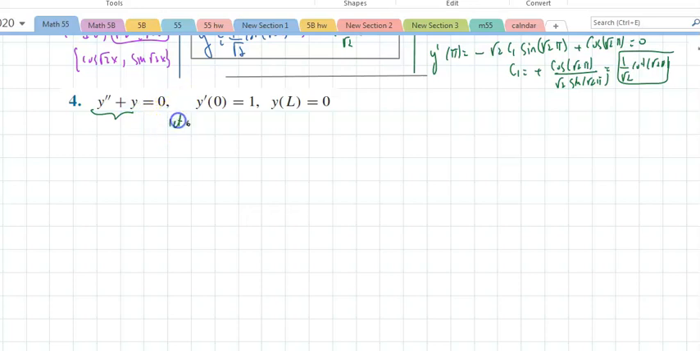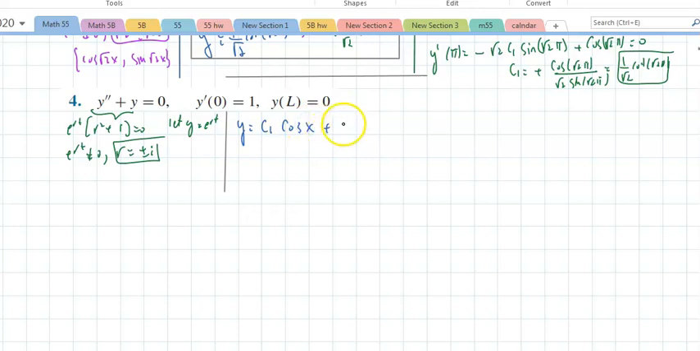I'm going to let y equal e to the rt, and I'm going to get e to the rt times r squared plus 1 equals 0. Of course, e to the rt can never equal 0. It must be that r equals plus or minus i, and I know automatically what the solution looks like. The solution to this problem is actually y equals c sub 1 the cosine of x plus c sub 2 the sine of x.